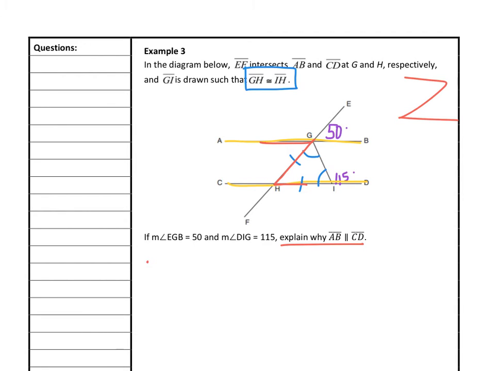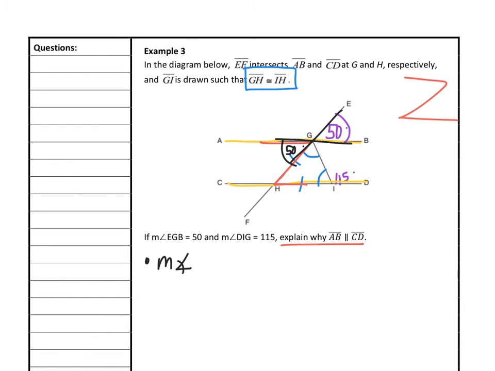So here, I'm going to look and I see, okay, I know that this angle is 50 and it's making a bow tie right now with this angle. So this angle should also be 50 degrees. So I'm going to state that.